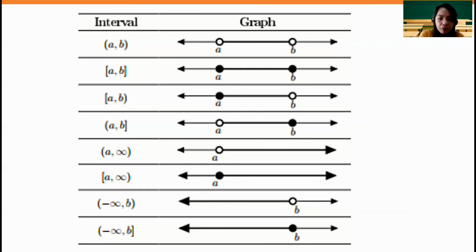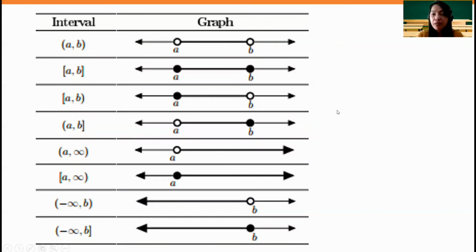At yung katabi ng B is parenthesis, meaning ang gagamitin natin ay open circle, meaning yung B ay hindi kasama sa set na ito. And last, we have parenthesis, negative infinity, to B, closed bracket. From negative infinity to B, kung mapapansin ninyo, ang B katabi ay bracket, so this is a shaded circle, meaning ang B ay kasama sa set na ito.